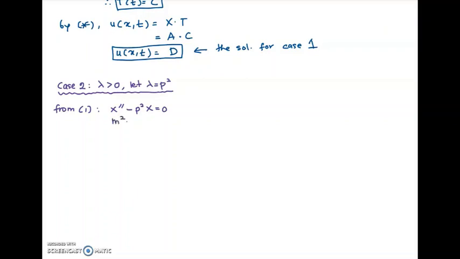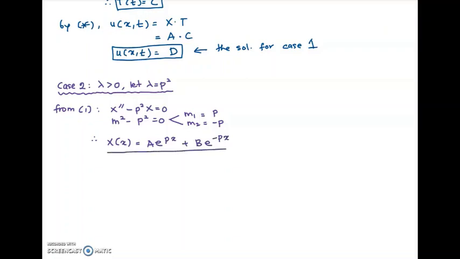We have m squared minus p squared equal to 0, so here our m1 and m2. So we have m squared equals p squared, then m is the square root of p squared, so we have positive p and also negative p. So we have two different roots, so the solution would be in the form of X(x) equals a exponent px plus b exponent negative px. This is our initial solution to equation 1.